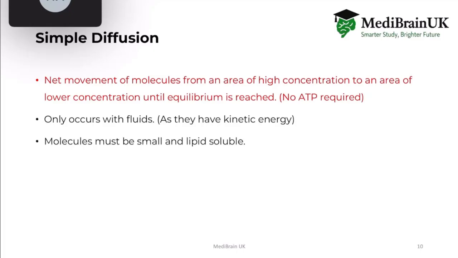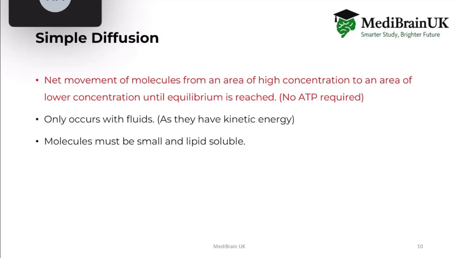So remember when I've been saying simple diffusion across the phospholipid bilayer, that just means that across the phospholipid bilayer, only lipid soluble and small substances can simply diffuse. The reason why you need to have the simple before diffusion is because there's another type of diffusion, and that's called facilitated diffusion, which we're going to come on to in the next slide.